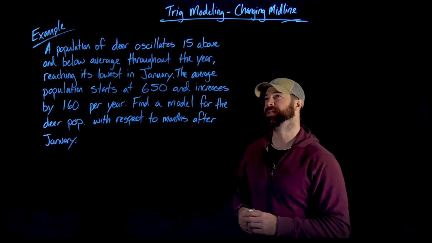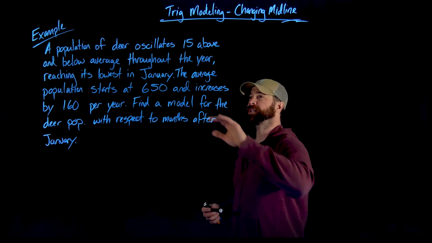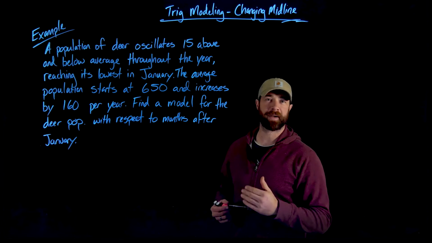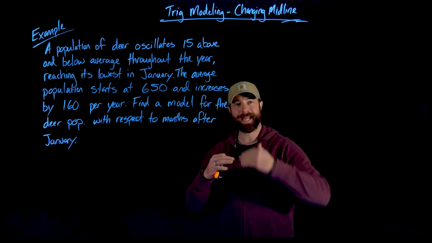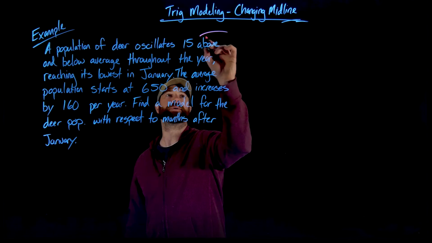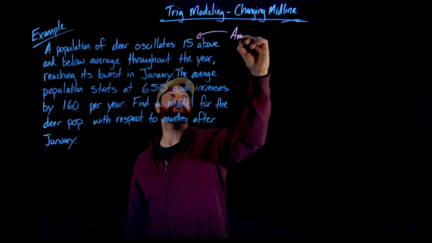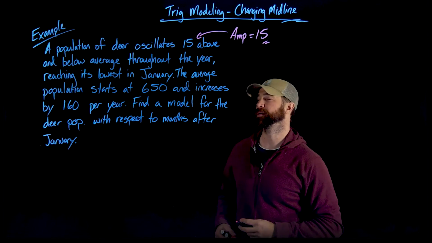Let's tackle some of this information real fast. First of all, the first thing I heard was 15 above and below the average, and we know that's the amplitude. So the amplitude is how high and how low you go above midline. So this is our amplitude right here. So our amplitude equals 15. So that's really important, good information.